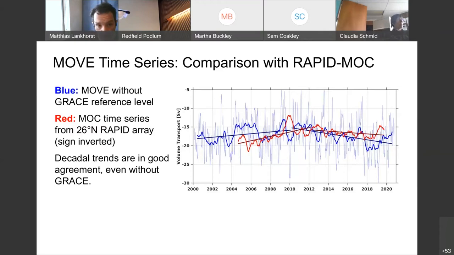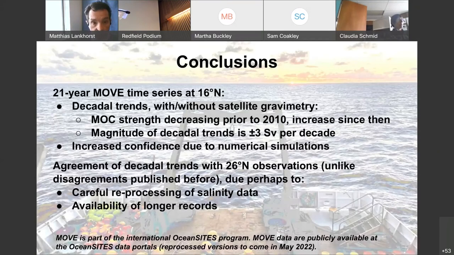So to conclude, we have a 21-year observational record at 60 North in MOVE. We're seeing these decadal trends with or without satellite gravimetry. We're seeing the MOC strength decreasing in the decade of the 2000s. We're seeing it increasing in the decade of the 2010s. And the magnitude of these trends is something on the order of 3 Sverdrups per decade, somewhere between 0 and 5, a single-digit number.